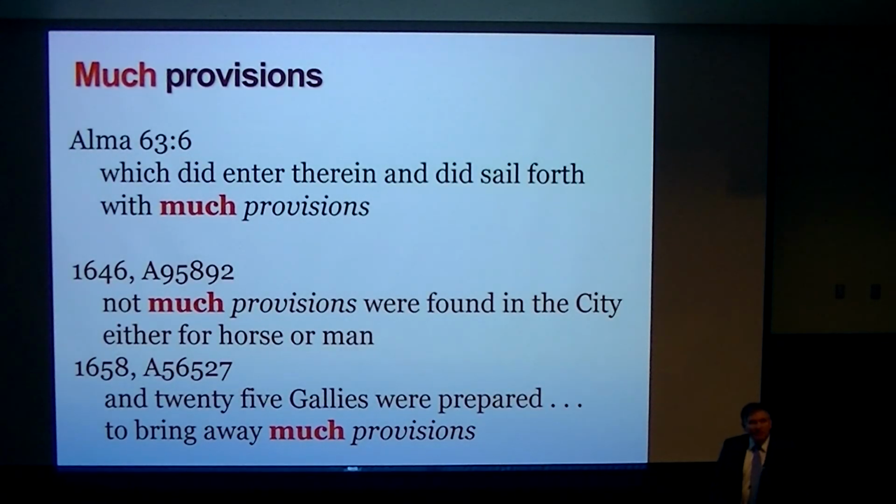"Much provisions" is used in the text instead of "many provisions." Here we have "which did enter therein, it did sail forth," and we have in 1658, "and 25 galleys were prepared and did bring away much provisions."